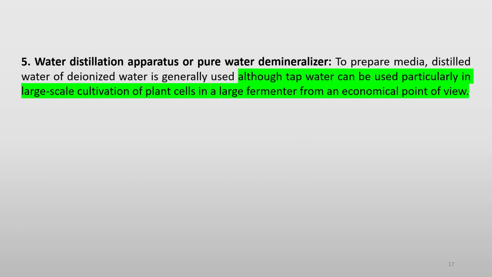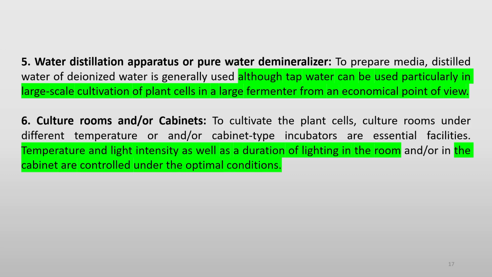Number 5, water distillation apparatus or pure water demineralizer. To prepare media, distilled water and deionized water are generally used. Although tap water can also be used in some cases, particularly in large scale cultivation of plant cells in a large fermenter, from the economical point of view.